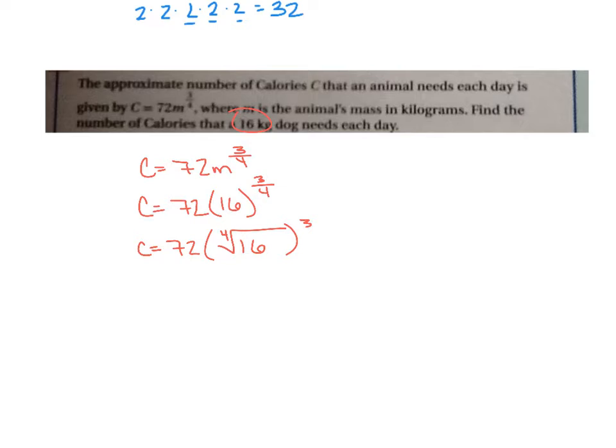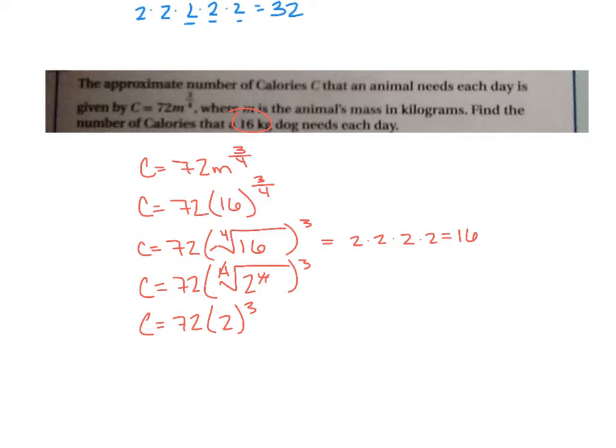So again, we have a number times itself 4 times equals 16. So you know it's got to be small. So 2 times 2 is 4, times 2 is 8, times 2 is 16. Okay, so we're going to rewrite that. It's the 4th root, and then under the radical sign is 2 to the 4th, to the third power. And these cancel each other out. When those cancel, the radical goes away as well. So we get 72 times 2 to the third. 2 to the third is 2 times 2 is 4, times 2 is 8. So we have 72 times 8, and that equals 576 calories.